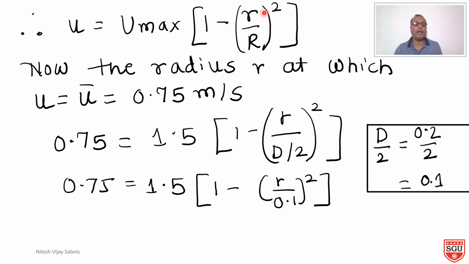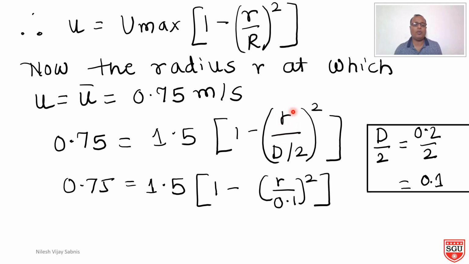r square by R square, in brackets. Now the radius r at which U is equal to U bar, that is 0.75 meter per second, we want to find out. That is nothing but this r. U is nothing but 0.75. U max is 1.5 in the bracket 1 minus r.